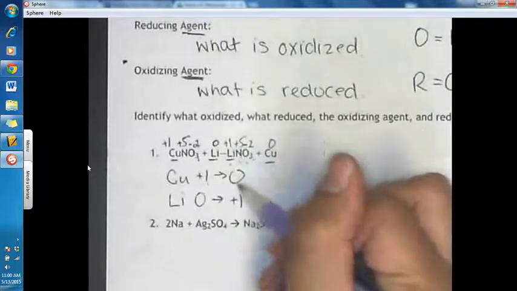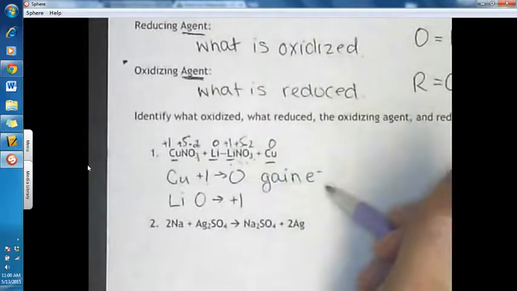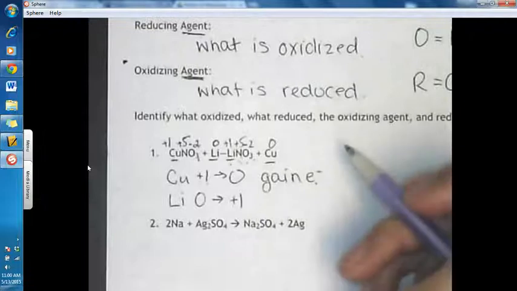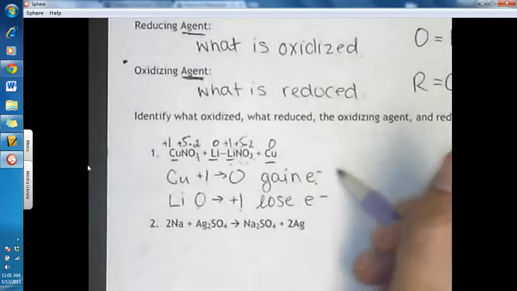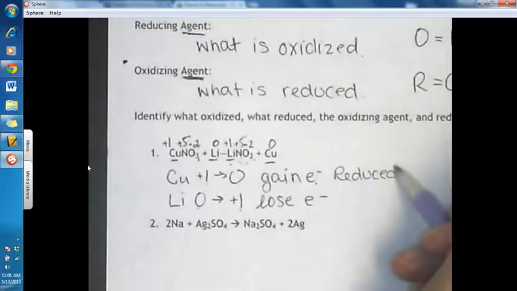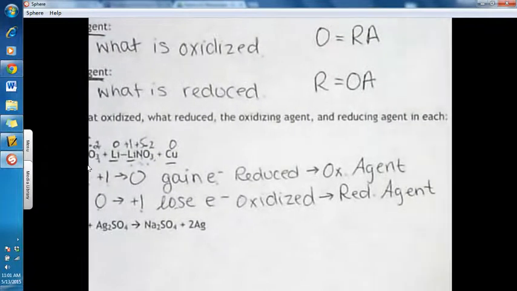To get from +1 to 0, we gain electrons. Remember, electrons are negatively charged, so we're getting to be more negative. When we gain electrons here, to get more positive, we're going to lose electrons. Gain electrons, reduced. Lose electrons, oxidized. Whatever is reduced is our oxidizing agent. Whatever is oxidized is our reducing agent. Okay.